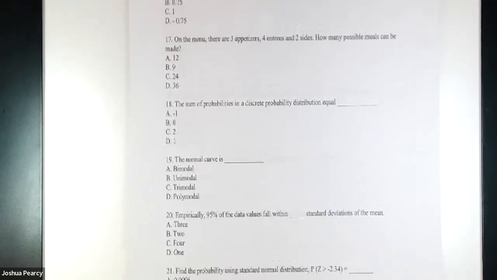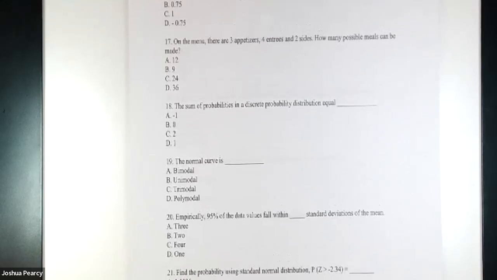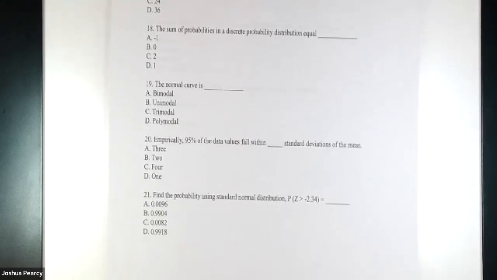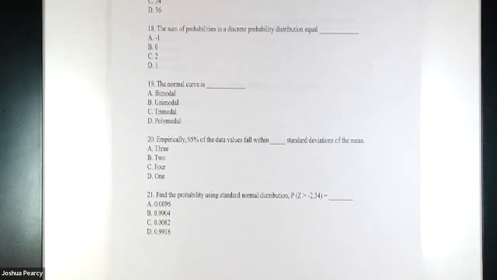The normal curve is what? Bimodal, unimodal, trimodal, polymodal. Anyone got an idea? So there's one peak, right? Unimodal. There we go. The other 2 are just 2, 3, and 4. Next. Empirically, 95% of the data values fall within how many standard deviations of the mean? 2, correct. Find the probability of z being greater than -2.34.